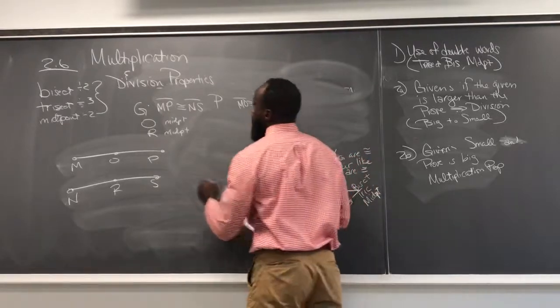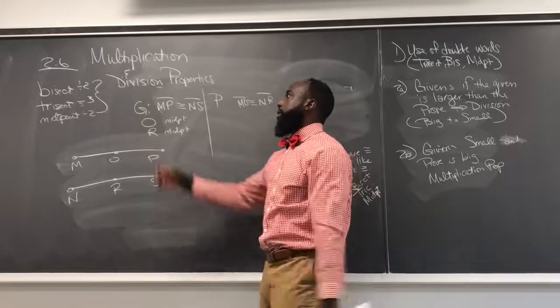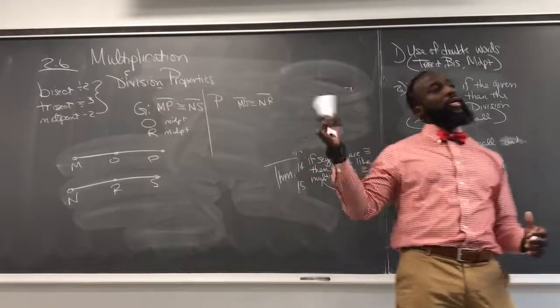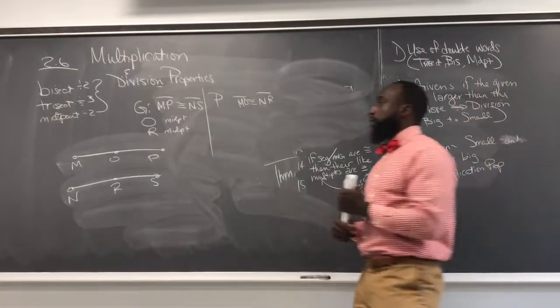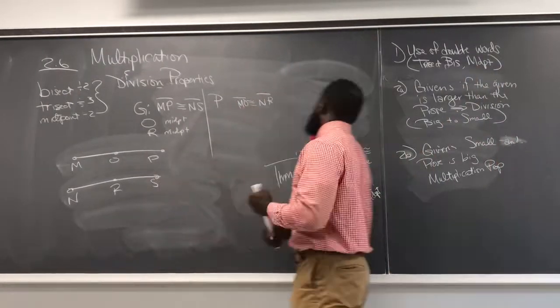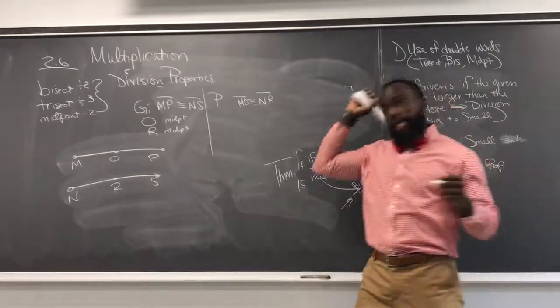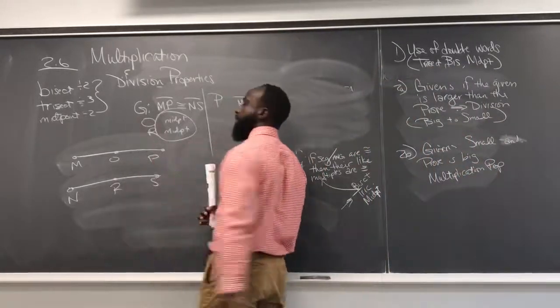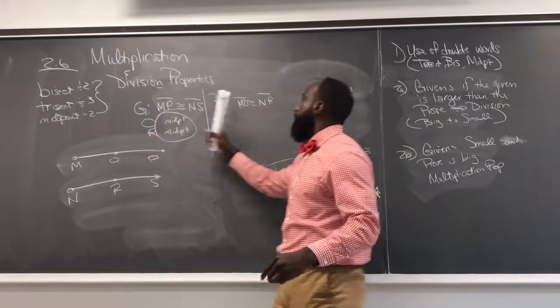All right, so first things first, let's look at our given information. MP is congruent to NS. Are MP and NS big or small? Big, right? Do we have double words here? Midpoint. Yes, midpoint is our double word. We've seen it twice. So we're gonna have either multiplication or division. Now it's going big to MO.